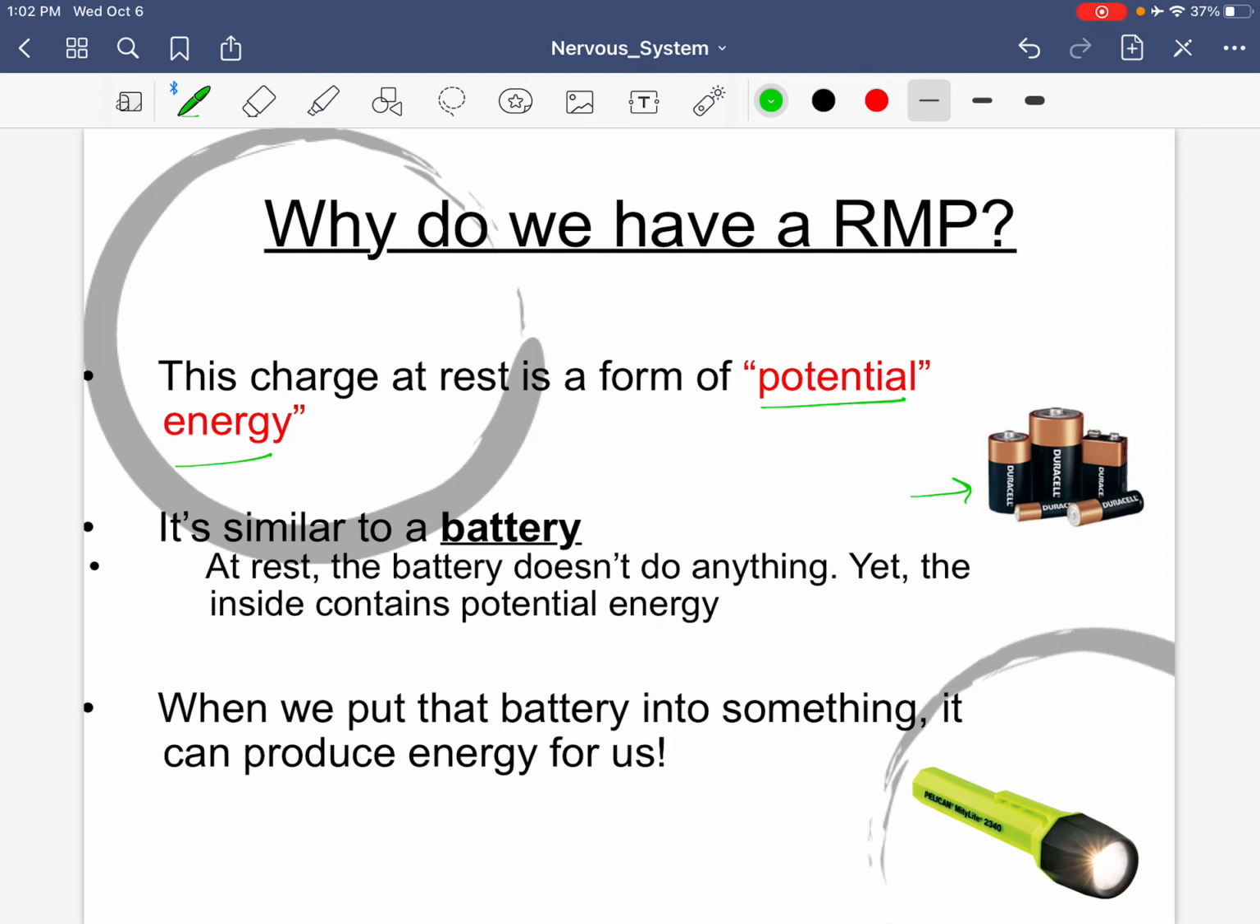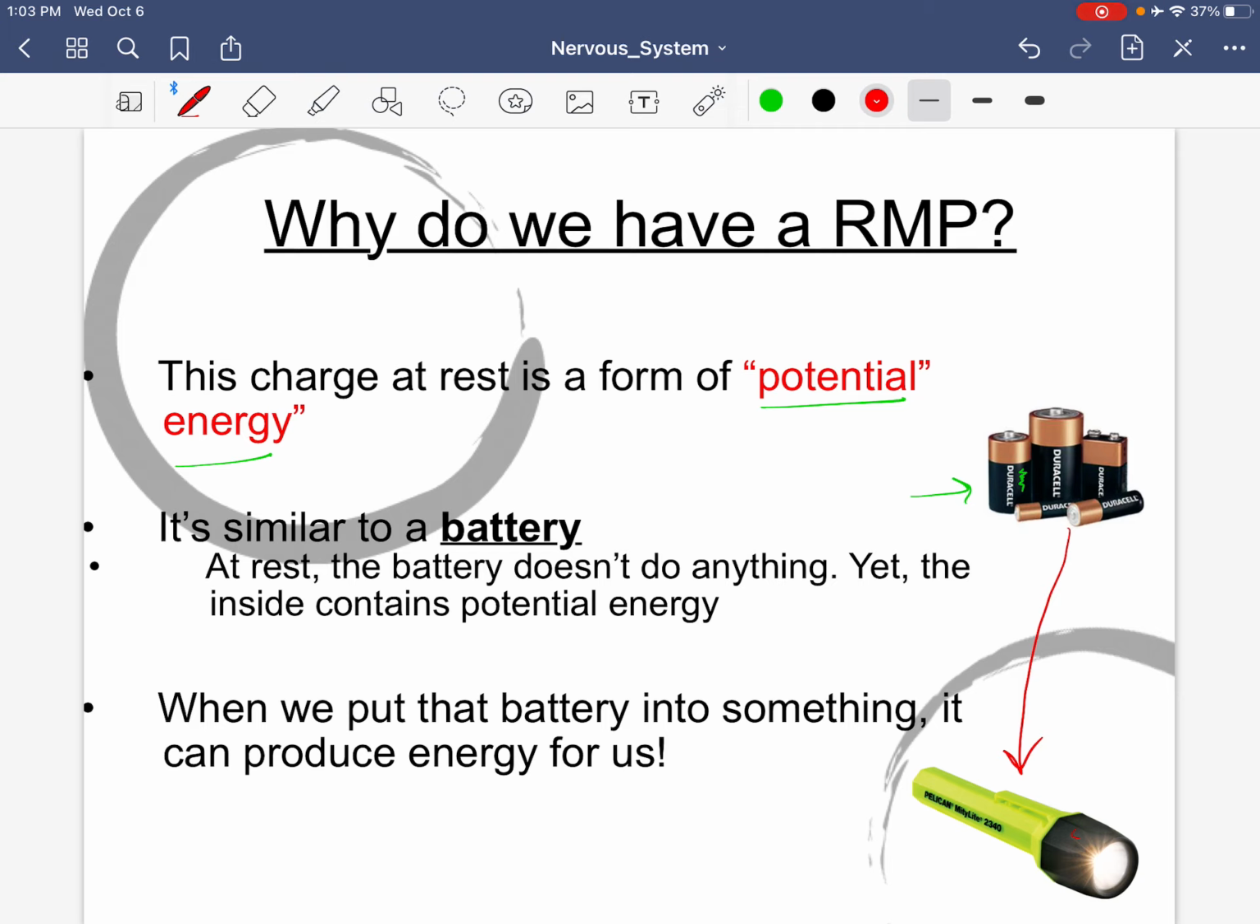And I give the example of batteries. If I just have these batteries sitting on the table, they're not doing anything. Yet, there's some chemicals on the inside that are a form of potential energy. Because, just like your nerve cell, just like the batteries, when I want to, I can take that potential energy and put it into a situation where I can get something. In this case, when I put these batteries into a flashlight, I have light. In the case of your nerve cell, when I want to, I can convert that potential energy into making a nerve impulse.